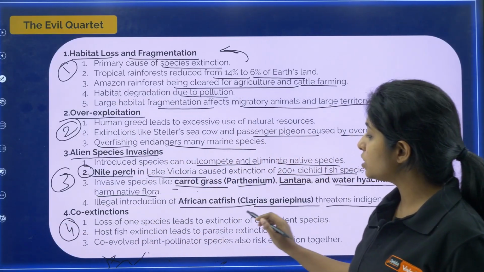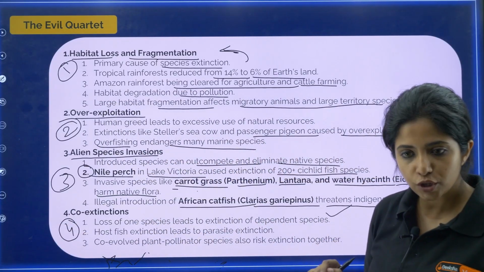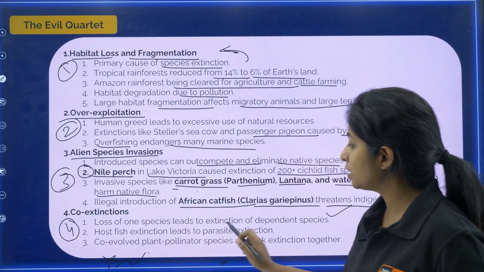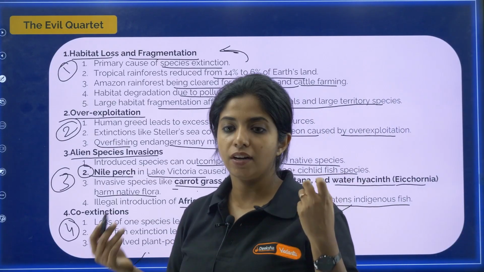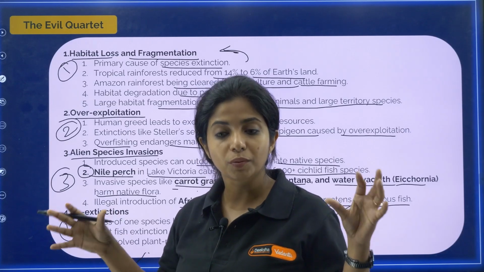So loss of one species leads to extinction of the dependent species. Yes, host extinction leads to parasite extinction. For example, the parasite which is there in our body, okay, the lice would be there only as long as human beings are there, right?